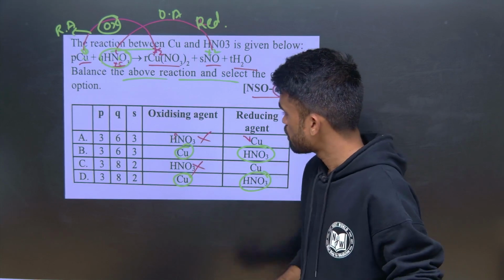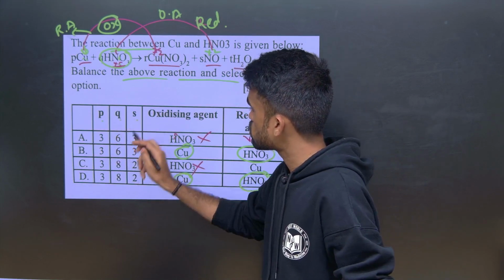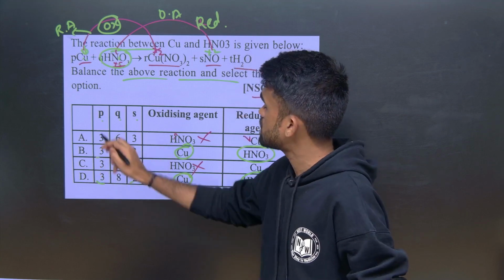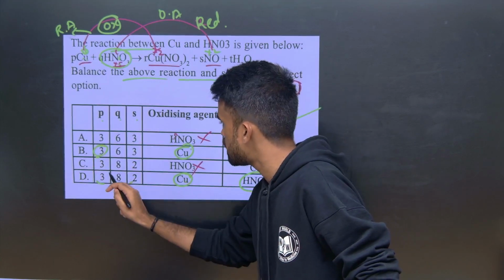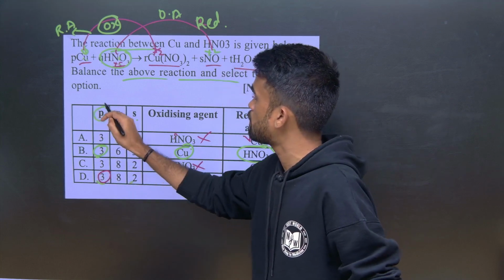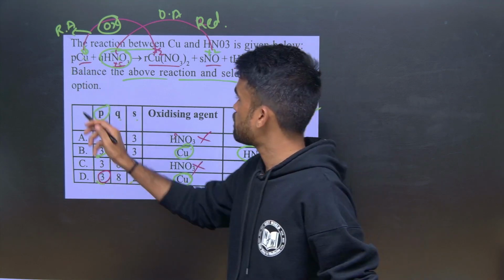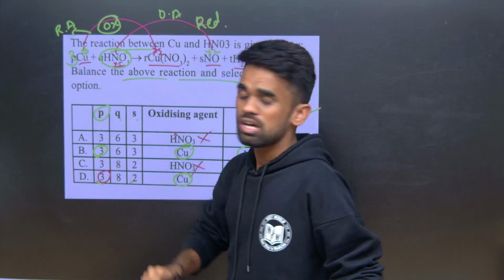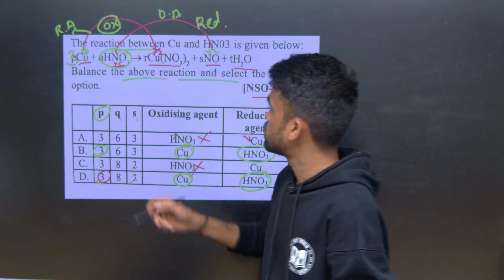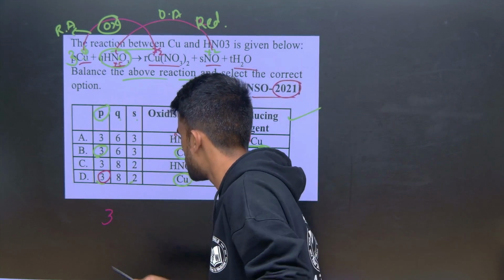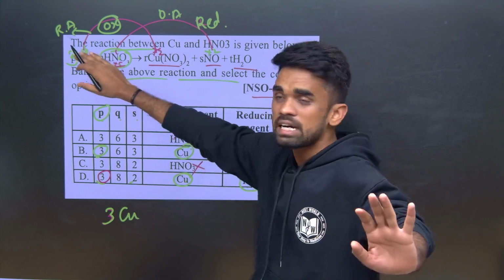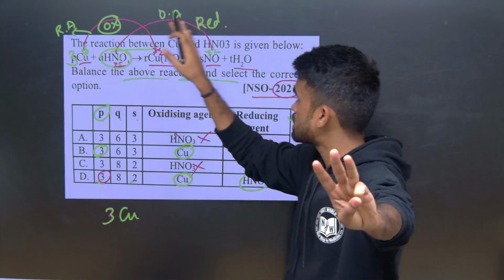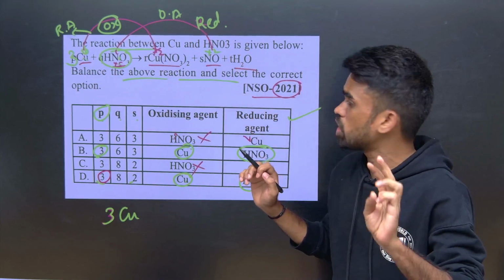Now see, these are the P, Q, R, S coefficients they have mentioned, right? So just substitute these values. In both cases here we have 3 and 3, it means definitely P will be 3, right? So by placing 3 here, how many coppers are there now? 3 coppers. So 3 Cu I am writing. If the reactant side has 3 coppers, how many coppers should be on the product side? 3 coppers should be there.